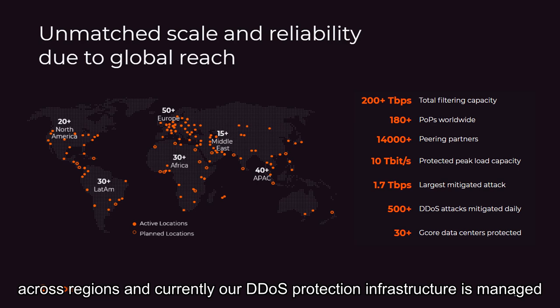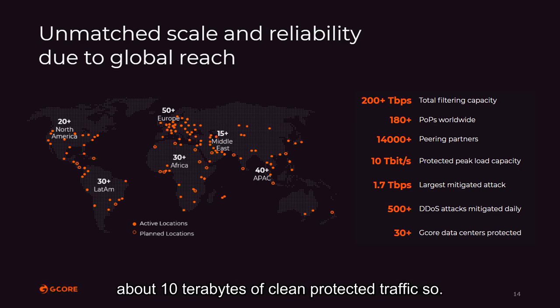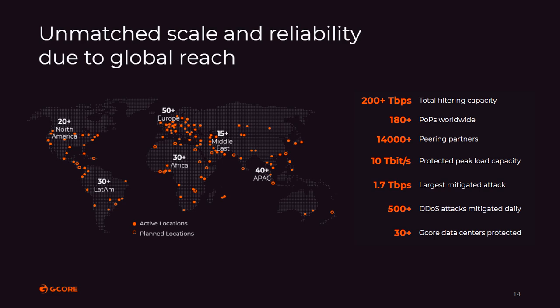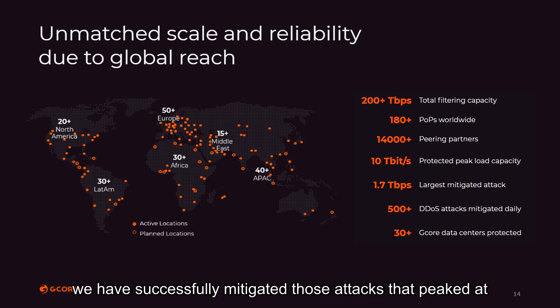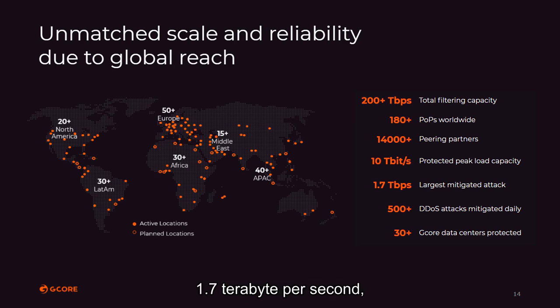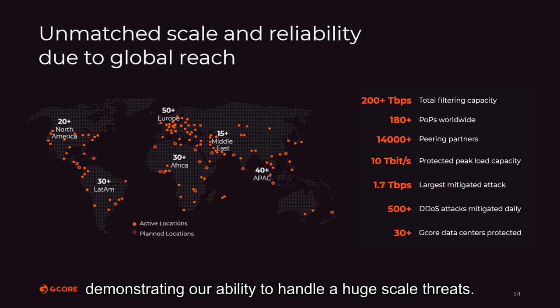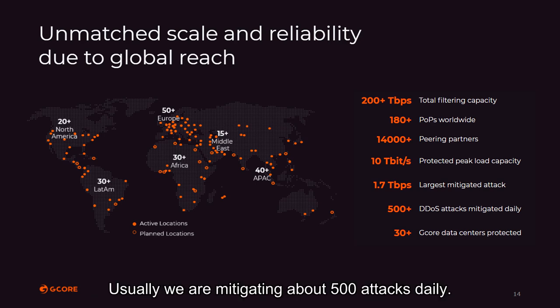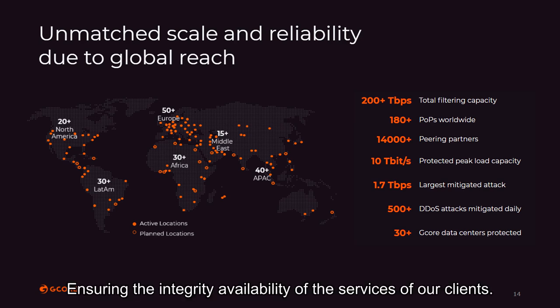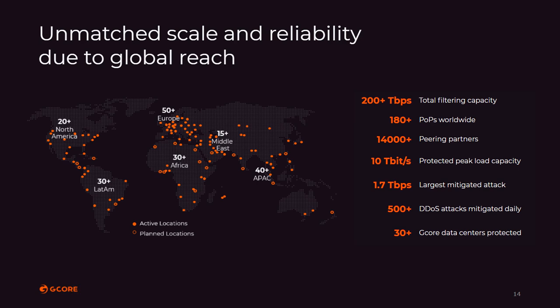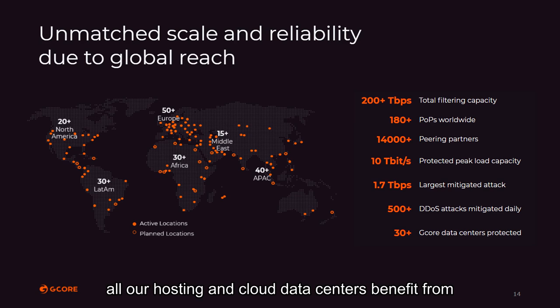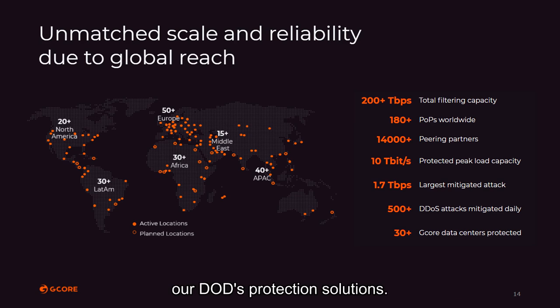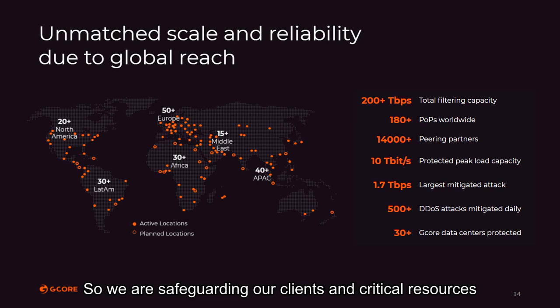Currently, our DDoS protection infrastructure manages about 10 terabits of clean protected traffic. I'm talking about the clean protected traffic, not the DDoS attack itself. Notably, we have successfully mitigated DDoS attacks that peaked at 1.7 terabits per second, demonstrating our ability to handle huge scale threats. Usually, we mitigate about 500 attacks daily, ensuring the integrity and availability of our clients' services. Additionally, all our hosting and cloud data centers benefit from our DDoS protection solutions, so we are safeguarding our clients and critical resources and data.